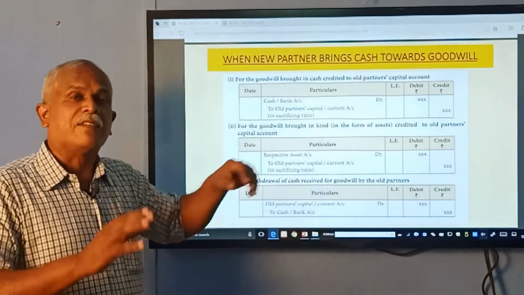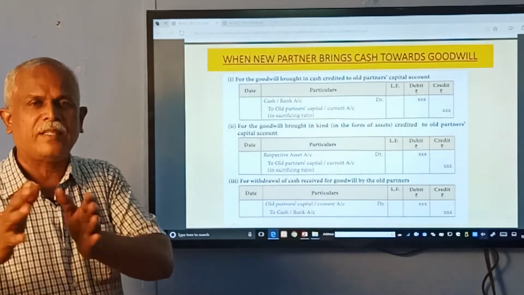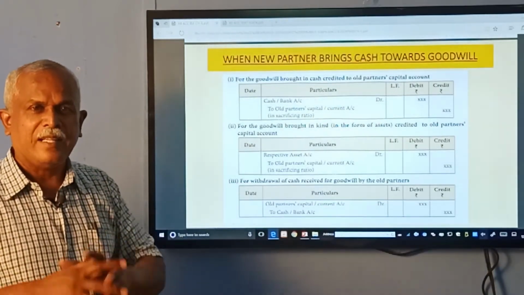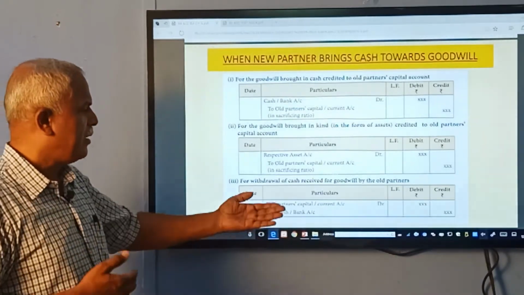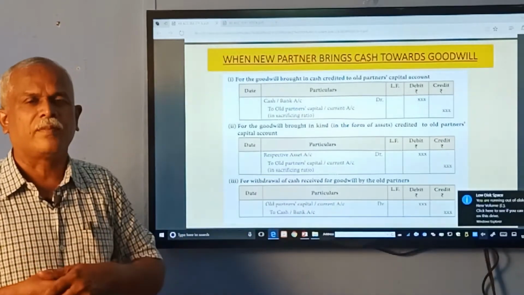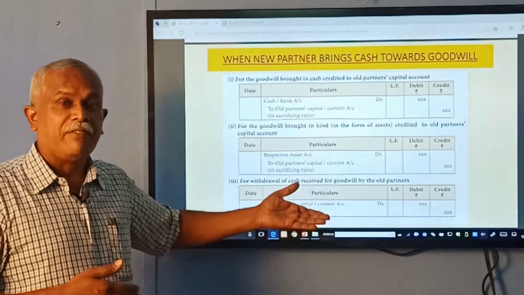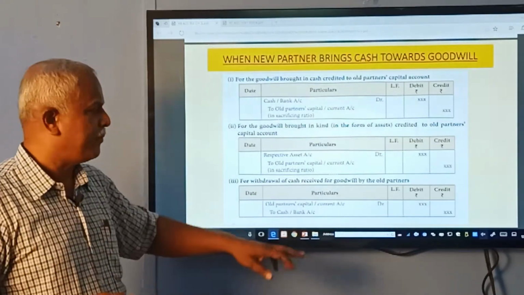If the goodwill share is withdrawn by partners, so the new partner gives them the compensation, that is nothing but the share of goodwill that is withdrawn by the old partners. In such a case, old partners' capital account is debited to bank account if it is withdrawn. If they retain it, nothing is done. If they withdraw, then additionally one more journal entry is made.